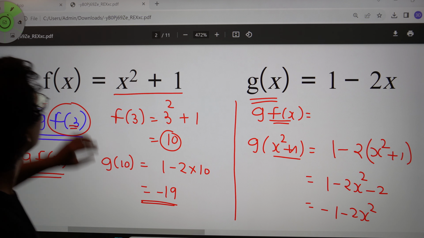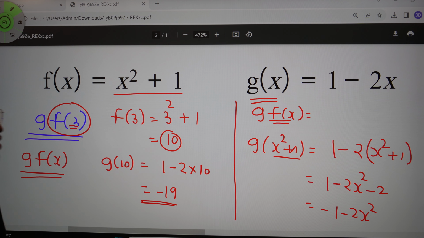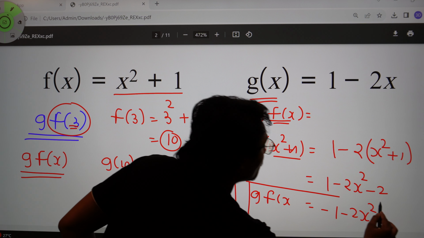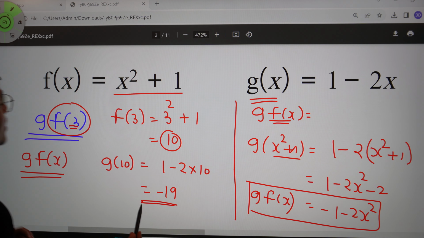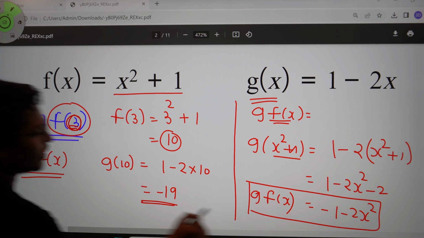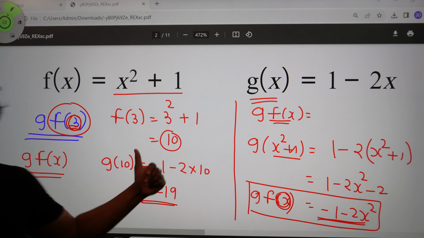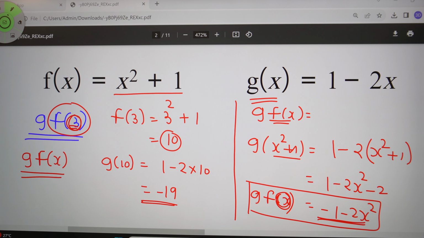Yeah. This will be our g of f of x. Now see, we got g of f of x directly. If you directly put the value 3 as x, you will still get the same answer. Come on, put the value and tell me what answer you are getting.